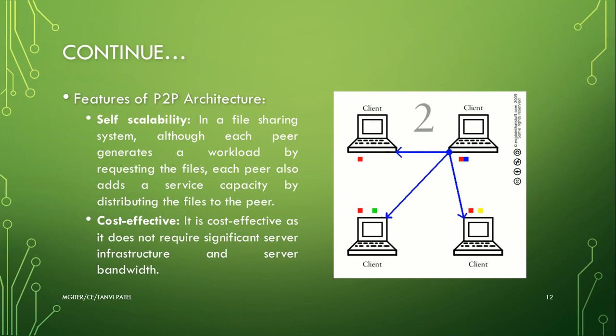Features of peer-to-peer architecture are self-scalability. In a file sharing system, although each peer generates a workload by requesting files, each peer also adds service capacity by distributing the files to other peers. Next is cost effective. It is cost effective as it does not require significant server infrastructure and server bandwidth, because it does not need any server.